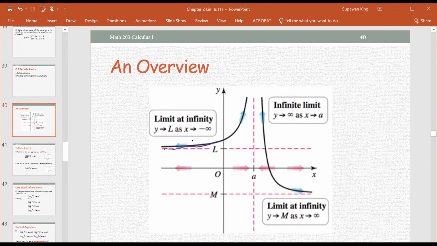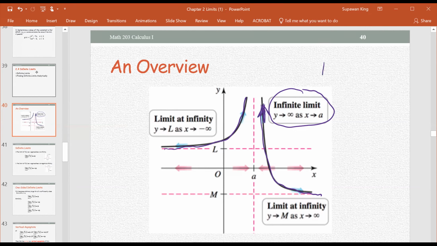So you have the graph, the red curve, or the black curve here, and another black curve on the other side. Okay. In this section, 2.4, we talk about the infinite limit, which is this part, infinite limit. What does it mean? The y value approaches infinity as x approaches a. Okay, that means that it's talking about this side.